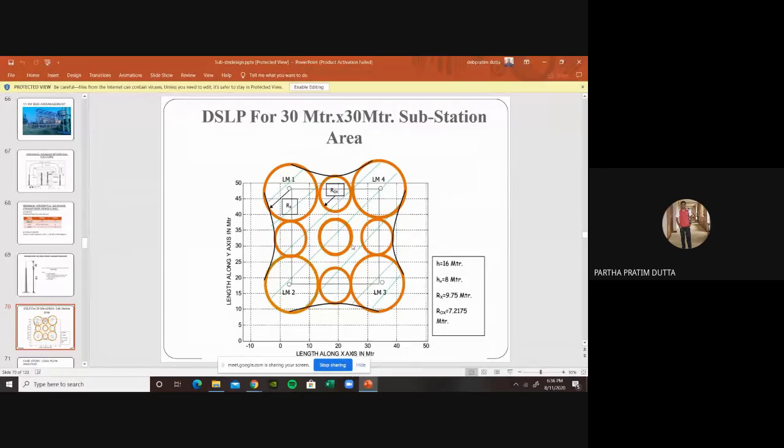In that manner, if the height of the lightning mast is 16 meter, and the height of the maximum live part of the switchyard is 8 meter, then Rx comes to 9.75 meter, and Rox comes to 7.2175 meter. So with 4 lightning masts, we can almost cover the entire switchyard and the outside portion, and that is the beauty.